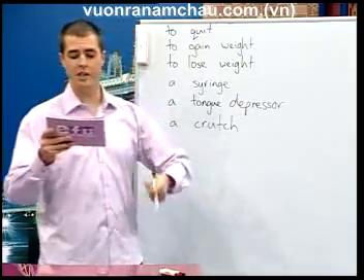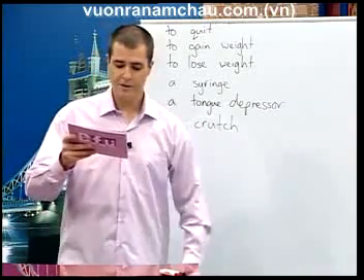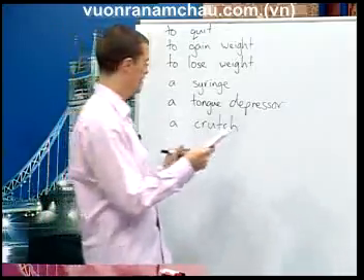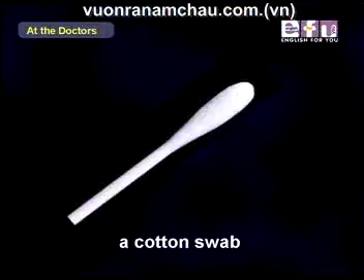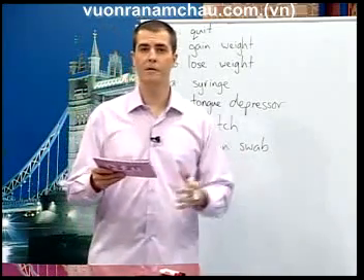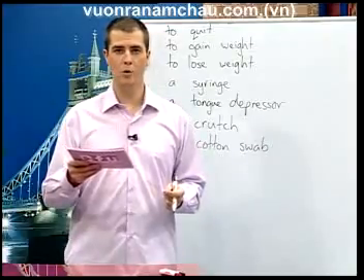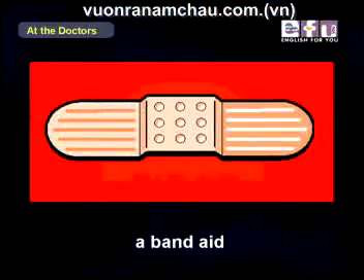A crutch. A crutch is a long stick that you put under your arm to help you walk when you have a hurt leg or legs. A cotton swab. A cotton swab is a soft mass of cotton that doctors may use to clean a wound. It's on a little stick.